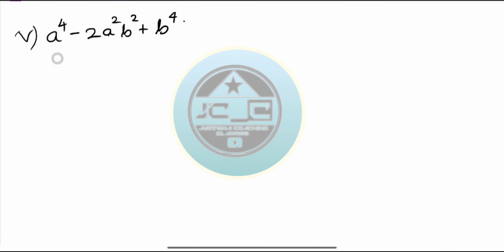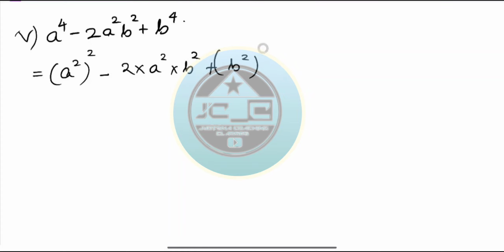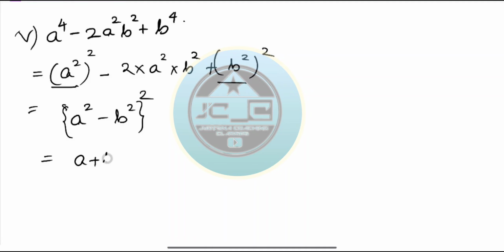The fifth one asks us: a square whole square minus twice a square into b square plus b square whole square. Now in the place of a we have a square, in the place of b we have b square. So this is a square minus b square whole square. Now we can write a square minus b square as a plus b whole into a minus b whole square.